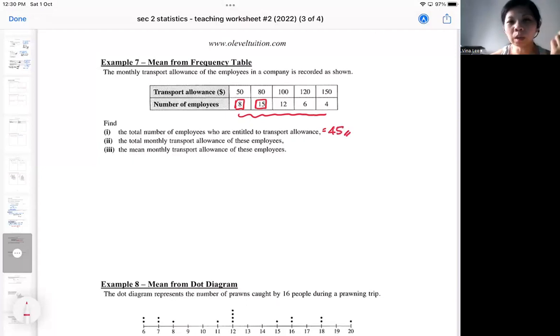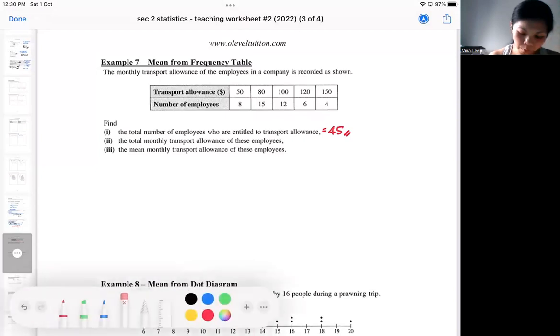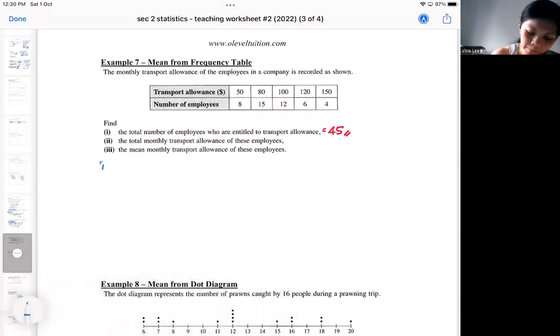Okay, what is the total monthly transport allowance? How much do you end up giving to all the employees? These 8 of them received $50 each, so from the 8 of them, I gave them $50 each. From these 15 employees, I gave them $80 each.